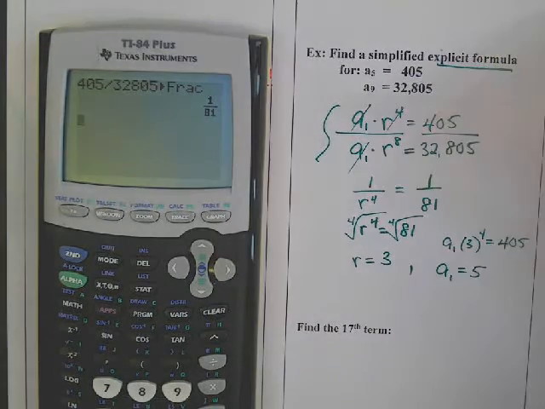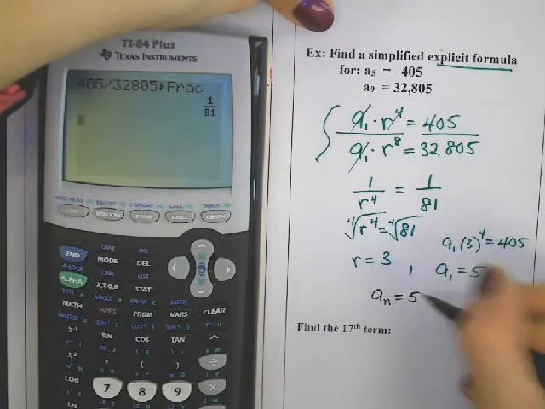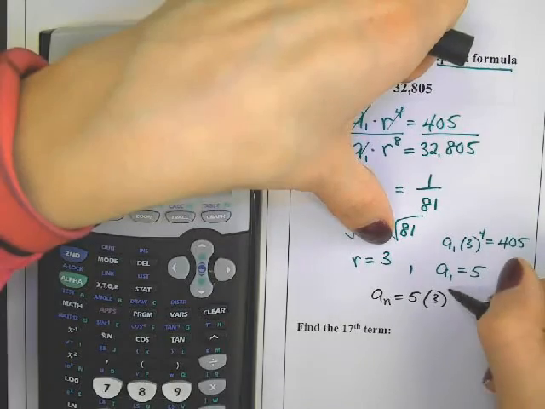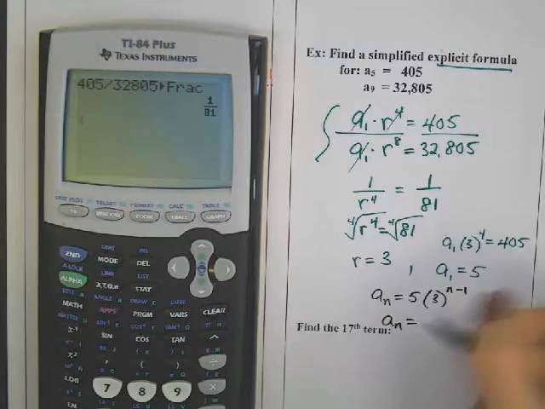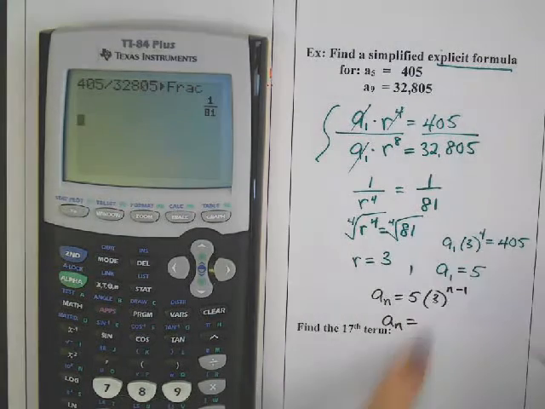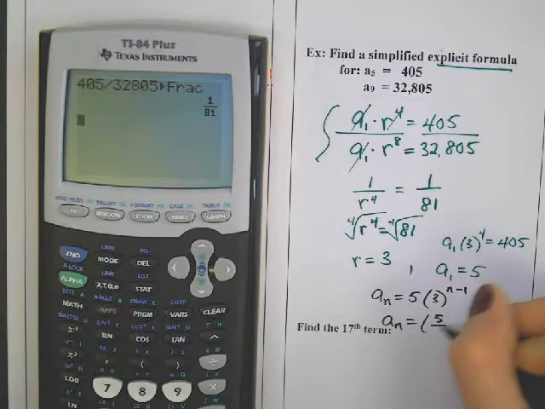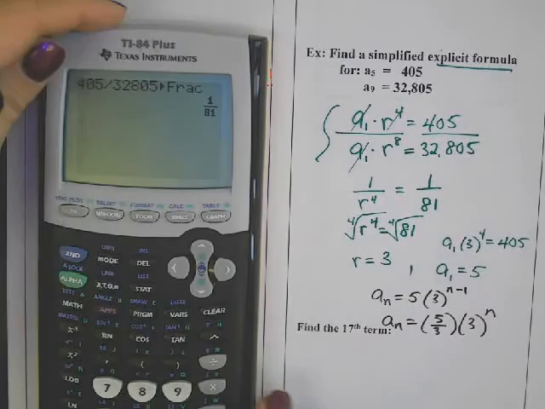So let's start by writing a sub n equals a1, which is 5, times r, which is 3, to the power of n minus 1. But of course, we have to simplify that a little bit. So how many people are really good at taking that 3, flipping it over, putting the 3 under the 5, and saying 5/3 times 3 to the n?